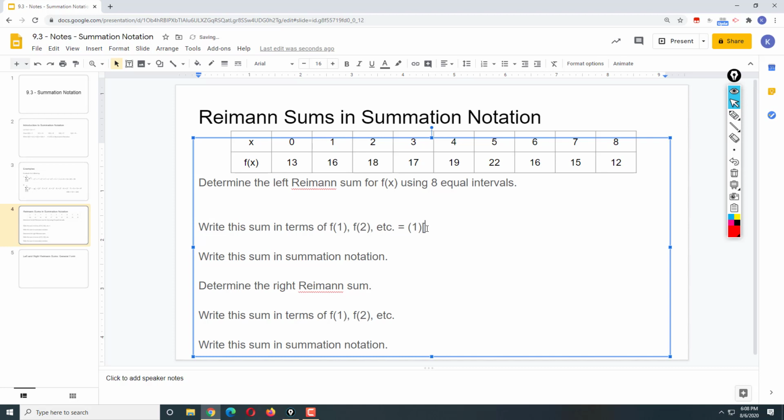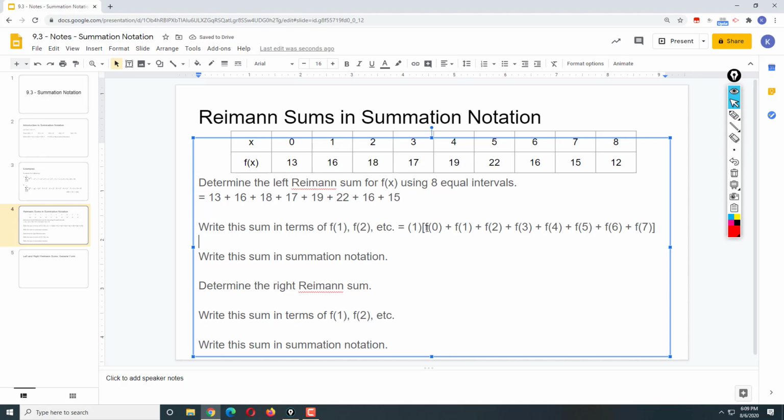So it's 1 times, the first interval is f of 0 plus f of 1 plus f of 2 plus f of 3 plus f of 4 plus f of 5, and so forth, up till plus f of 6 plus f of 7. Because we're always using the left, that's it. So if we were to do that, that's going to equal 1 times 13 plus 16 plus 18 plus 17 plus 19 plus 22 plus 16 plus 15.